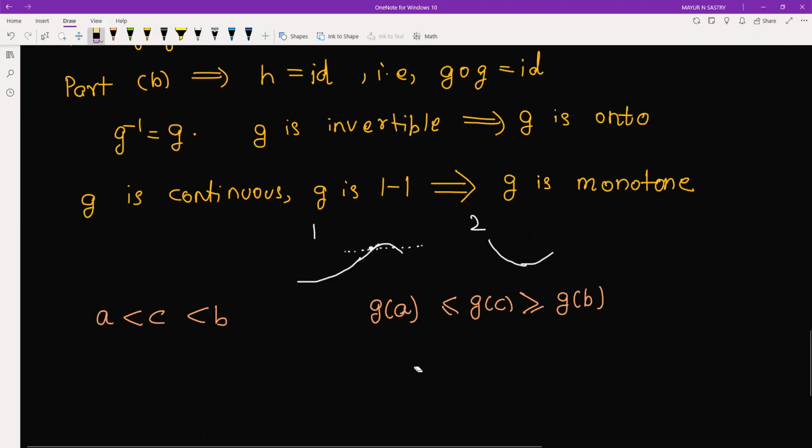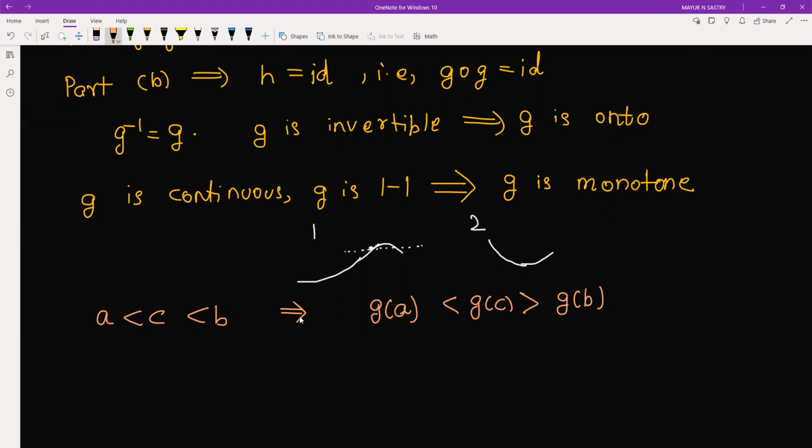Now further notice that we may remove equality from here because G of A cannot be equal to G of C because of the injectivity of G. So we could just remove equality. So we just need to contradict this particular statement. How do we do that?